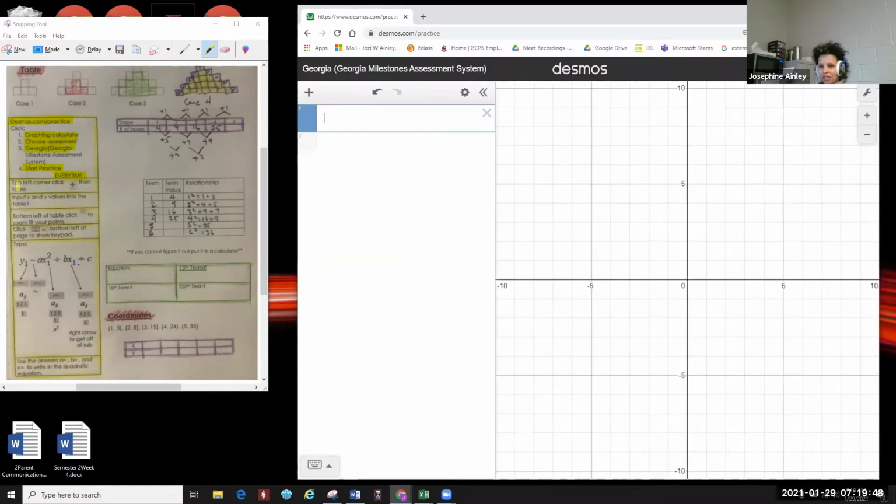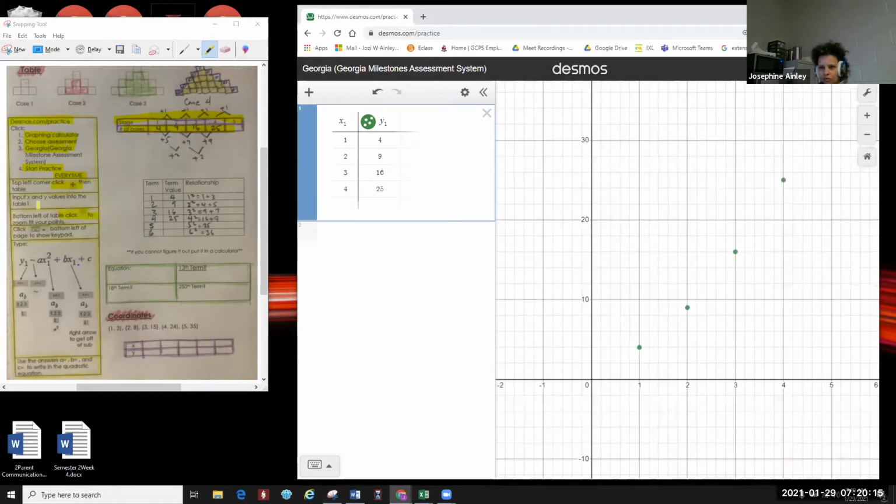Now that we're here, it says top left-hand corner, choose the plus sign. Then choose table. Input your X and Y values. So here's my X values: 1, enter, 2, enter, 3, enter, 4, enter. Then input my Y values: 4, enter, 9, enter, 16, enter, 25, enter. Once I've done that, on the bottom left, click the magnifying glass to fit your points.